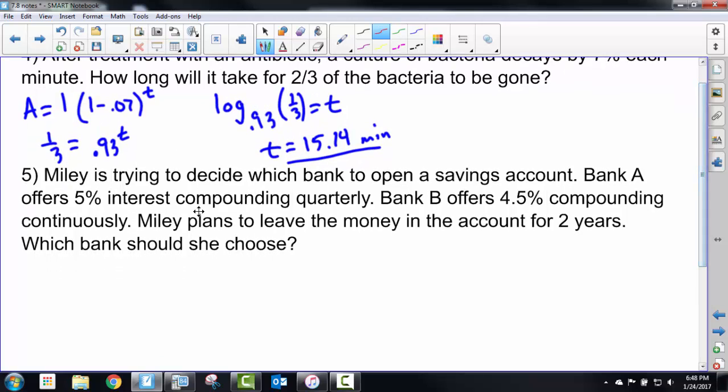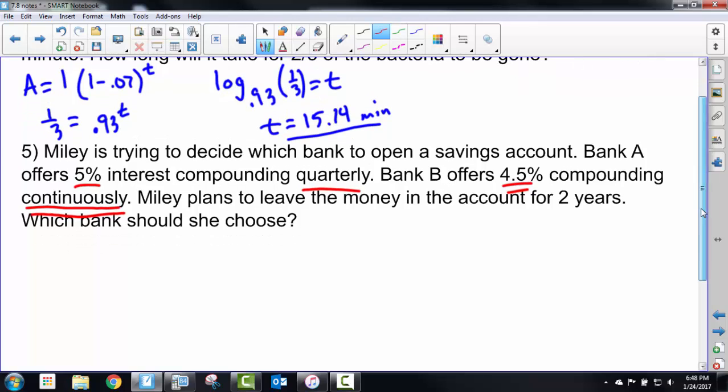All right, last one. Miley's trying to decide which bank to open a savings account. Bank A offers 5% interest, 5% compounding quarterly. Bank B is 4.5%. Nice thing there is that it's compounding continuously. She wants to leave the money in the accounts for 2 years, or the account, I should say. Which bank should she choose?